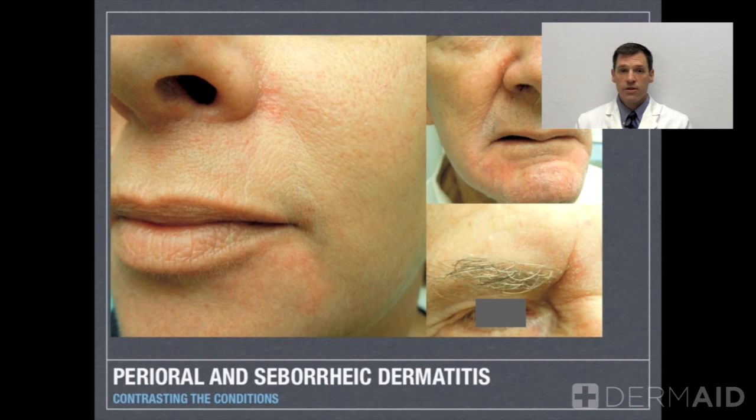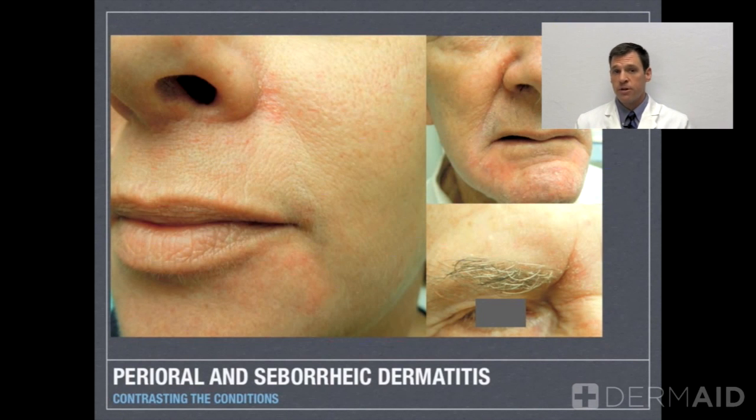Here on the left of your screen, you see a woman with perioral dermatitis. Let's contrast that to a man on the right of the screen with seborrheic dermatitis. They can look somewhat similar, but importantly, this man has eyebrow involvement. And if we were able to see his ears, he has a similar rash in the ears, as well as a dandruff-like problem of the scalp.